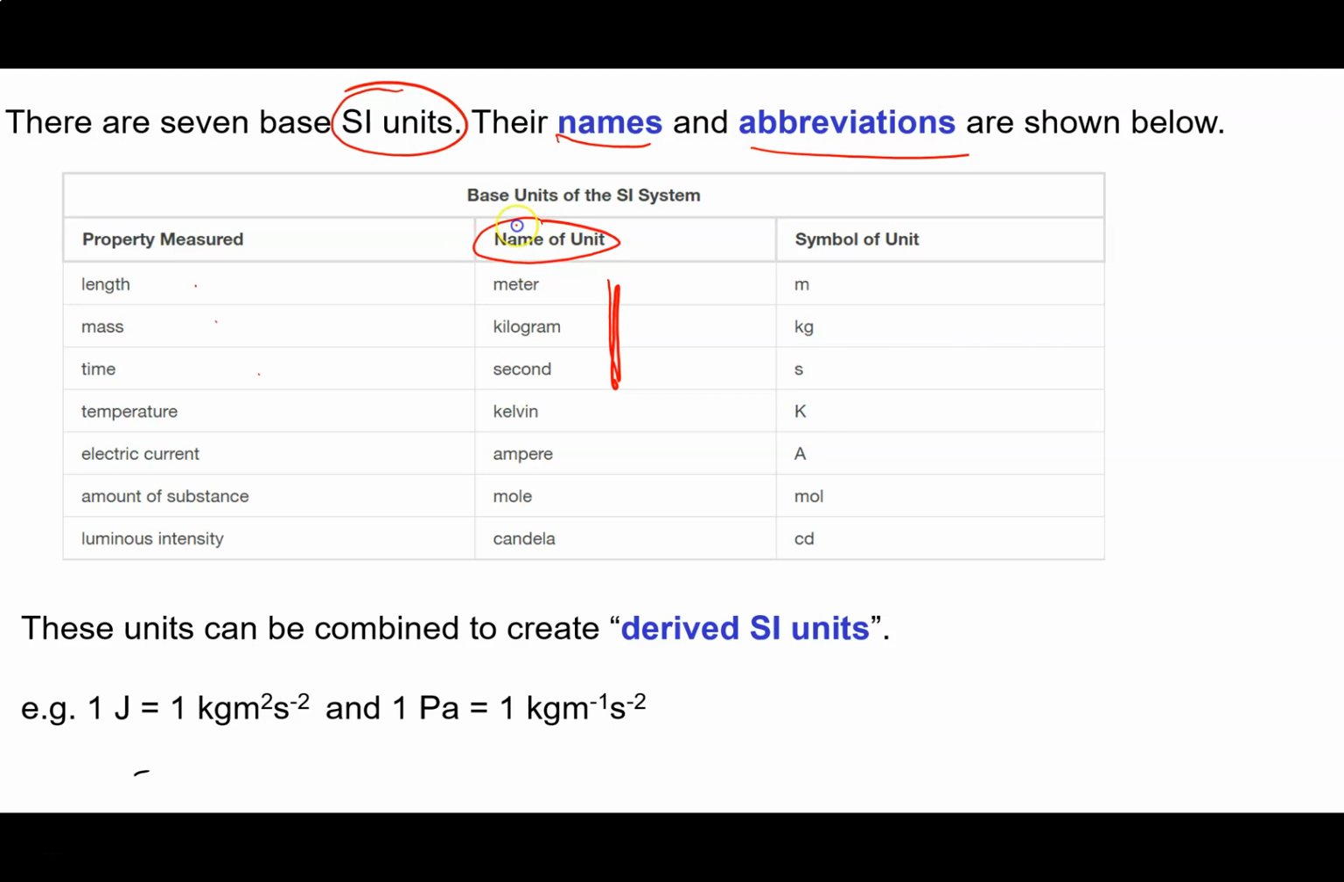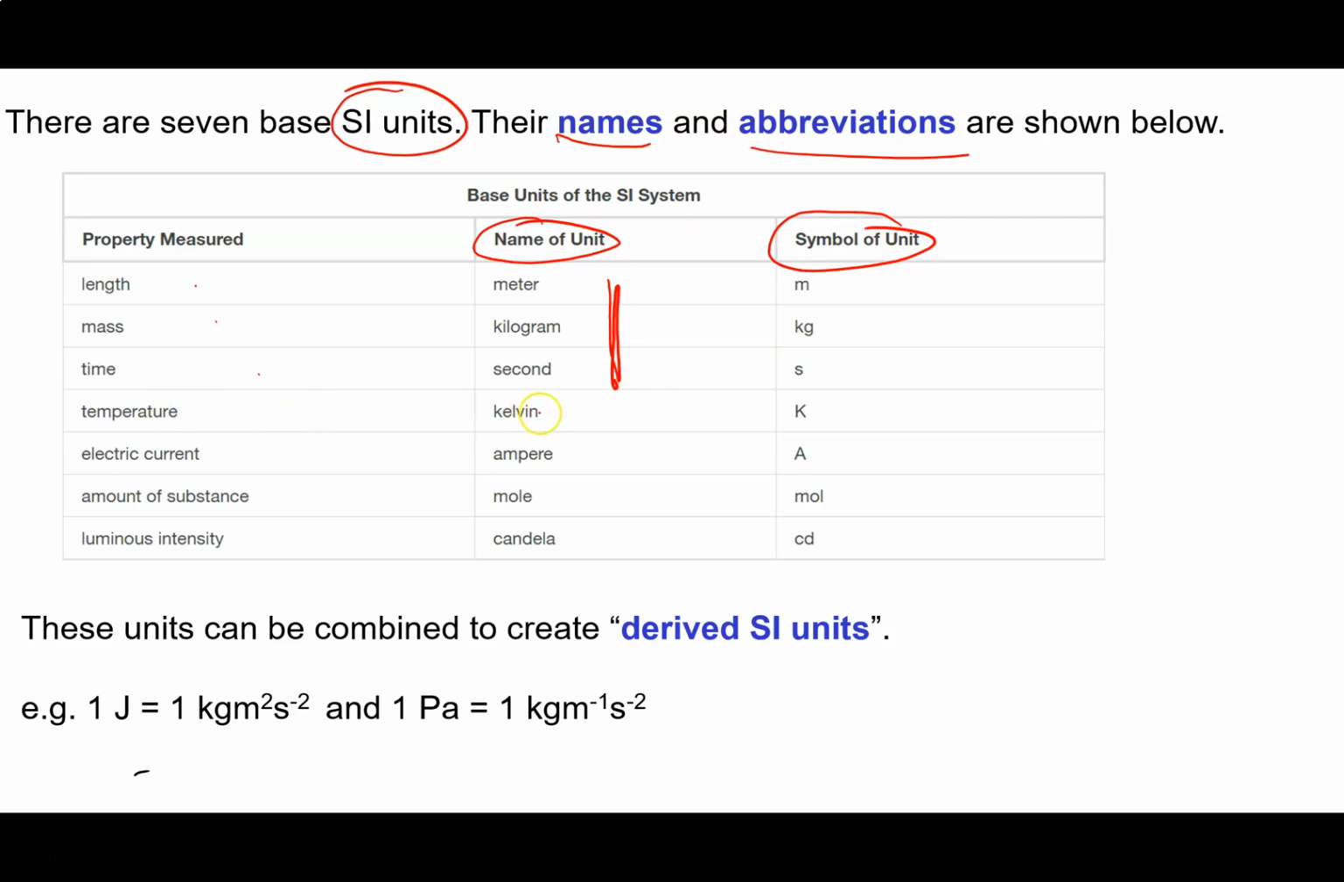As well as a name, every base unit has a symbol. So we have lowercase m for length, lowercase kg for mass, and lowercase s for second. Generally, if the unit isn't named after a person, it's given a lowercase abbreviation.